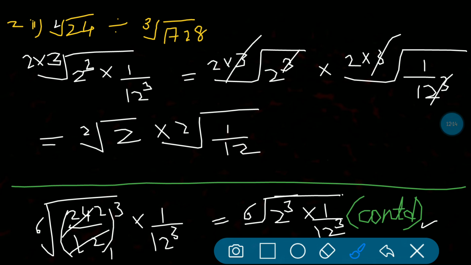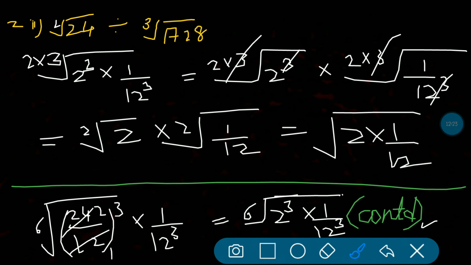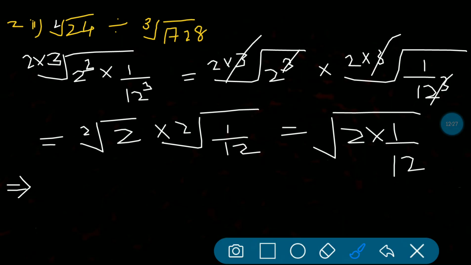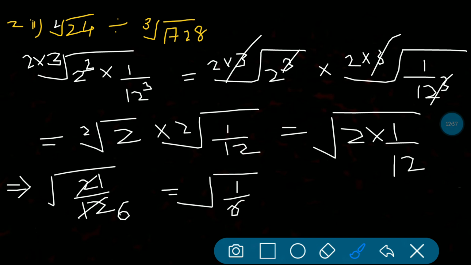Now here when you can multiply, right? Now because the orders are same, you can multiply them. Square root of 2 multiplied by 1 by 12. Now that is clear to you. Now 2 multiplied by 1 is nothing but 2. 2 by 12, 2 ones are 2, 2 sixes are 12, right? Now root over 1 by 6 is the answer.